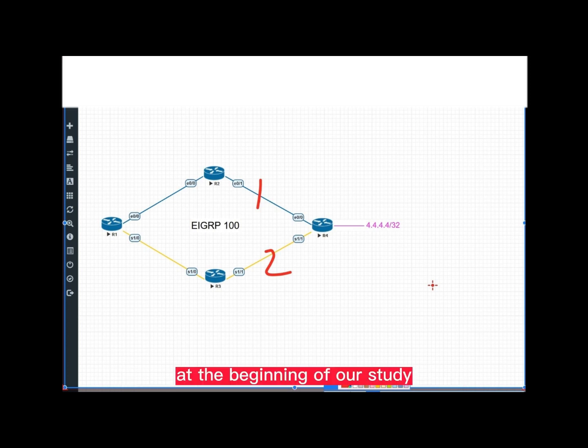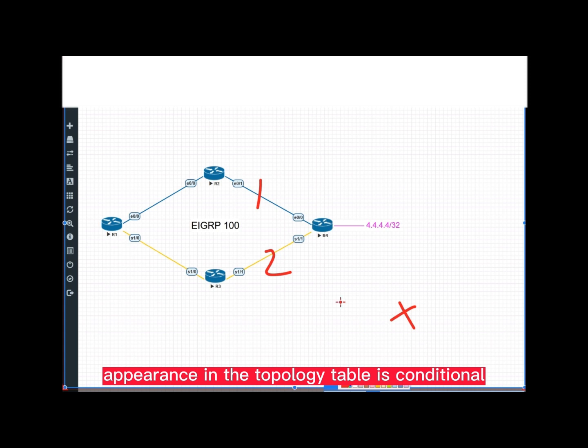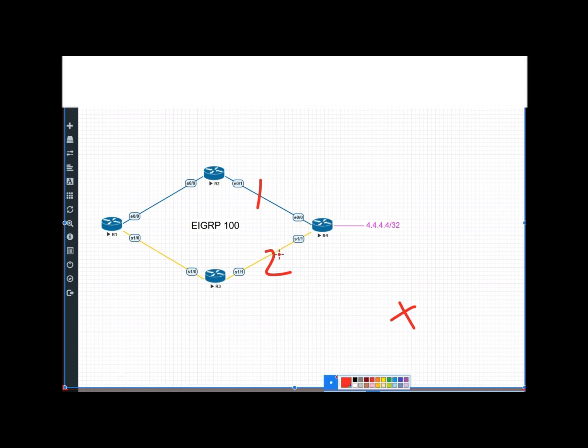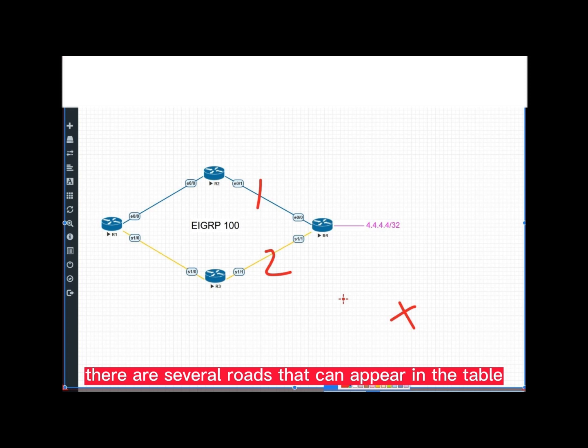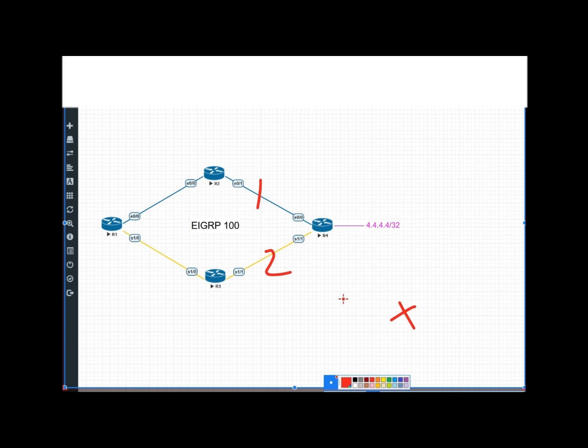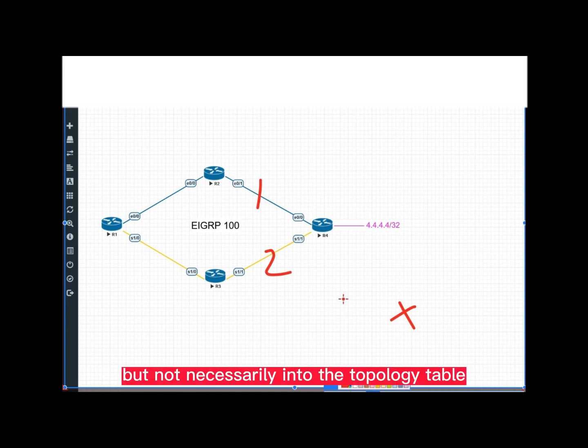At the beginning of our study, we may feel that however many ways there are to go to the destination, these roads are put as backups in the topology table. Not like this. Appearance in the topology table is conditional. It does not mean that however many roads there are, they can all appear in the table. Both routes generate a topology, that's right, but not necessarily into the topology table.